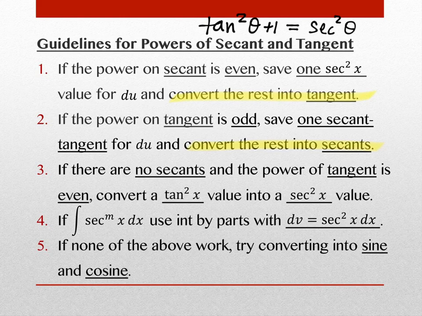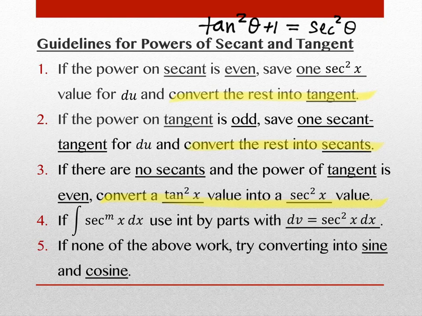Okay, so that's steps 1 and 2, or guidelines 1 and 2. Guideline 3 says, well, what happens next if those two things don't apply? What happens if there's no secants, which would mean it's not the secant even part, and the power on tangent is even, right? It's not tangent odd like in guideline 2. So when that happens, we're going to convert a tangent squared into a secant squared with the Pythagorean identity. So this conversion stuff is still happening. There's a conversion piece in guideline 3.